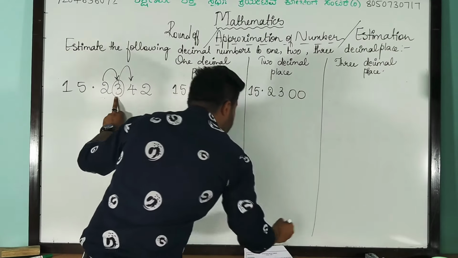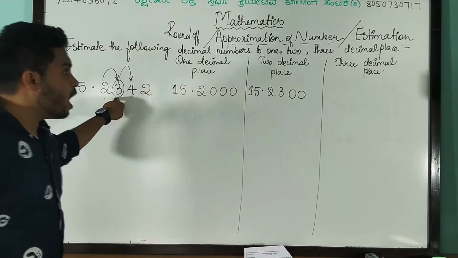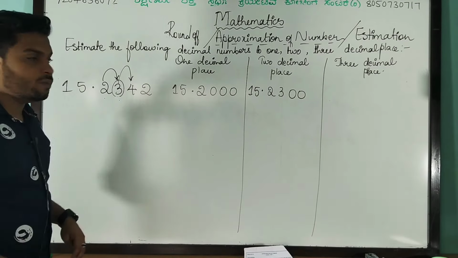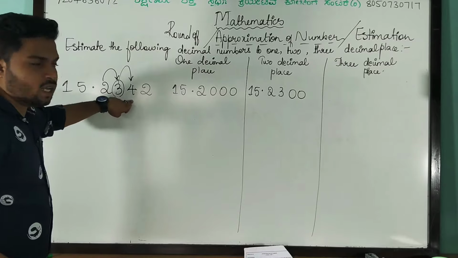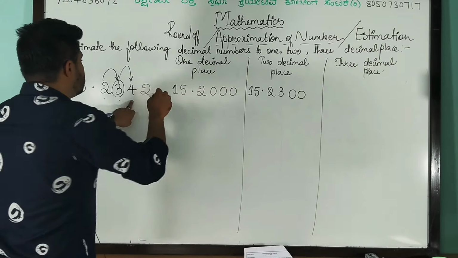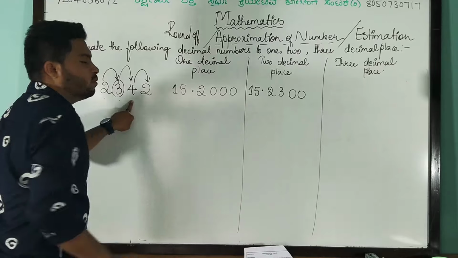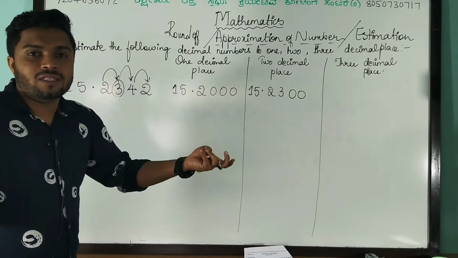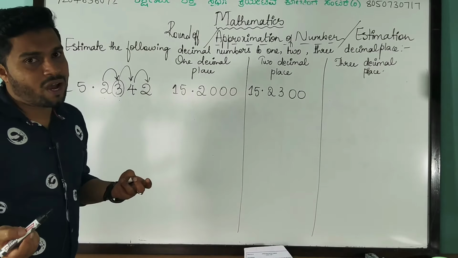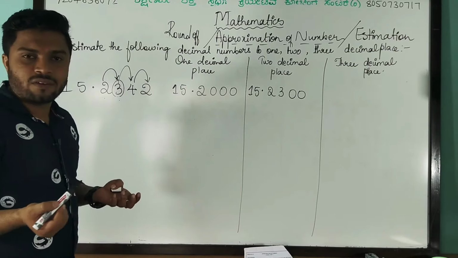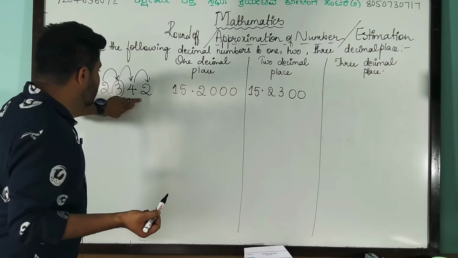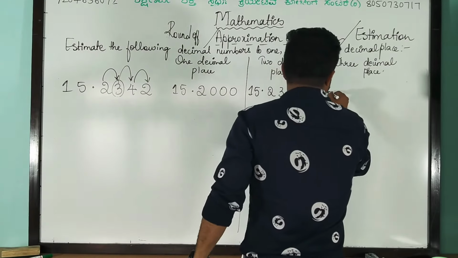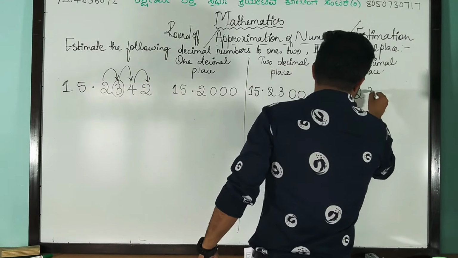15.2300 this becomes. Okay. Yes. Now the last thing, 3 decimal places. Where is the third decimal? 1, 2, 3. You are going to see the number beside this 4. What do you have here? You have 2. What is that 2? 2 is less than 5. Hence this remaining number will be again as it is. Okay. So this becomes 15.2340.